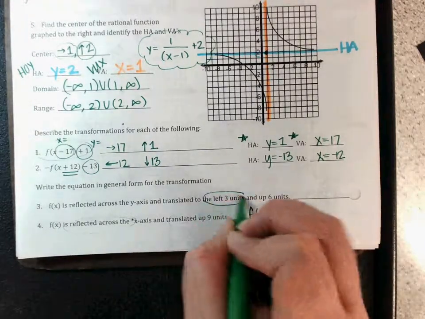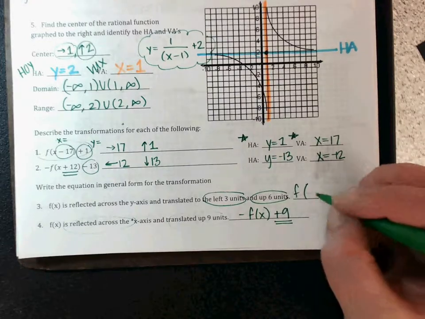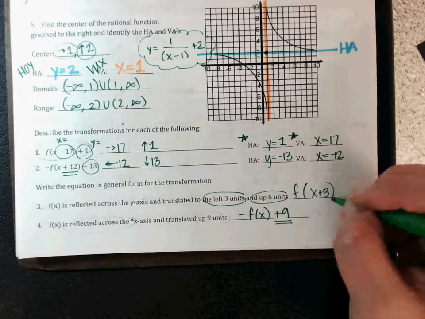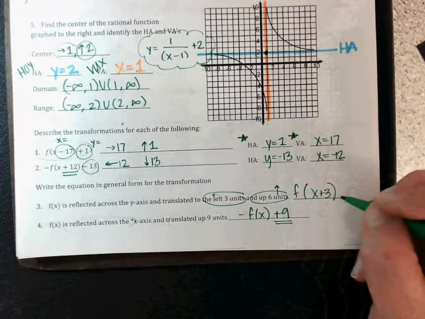Okay? So let's look at the one before that. I want to go to the left 3 and up 6. So that'd be f of x plus 3 if it's a minus, because I want to go to the left 3. And then if I want to go up 6, that's a plus 6.